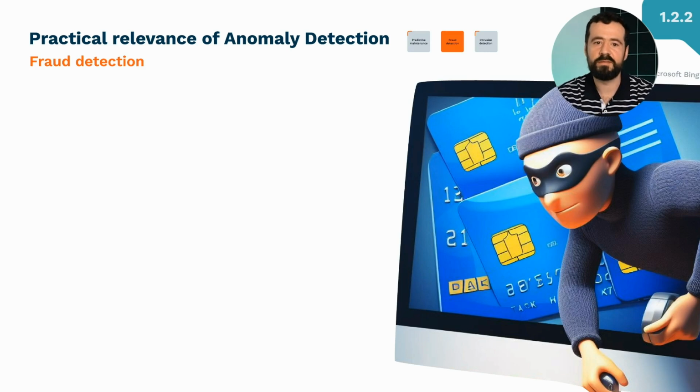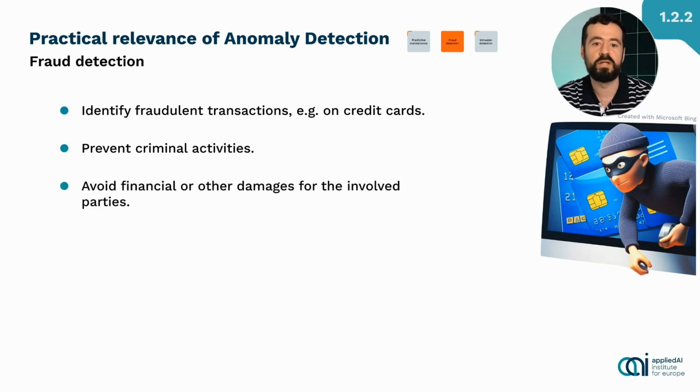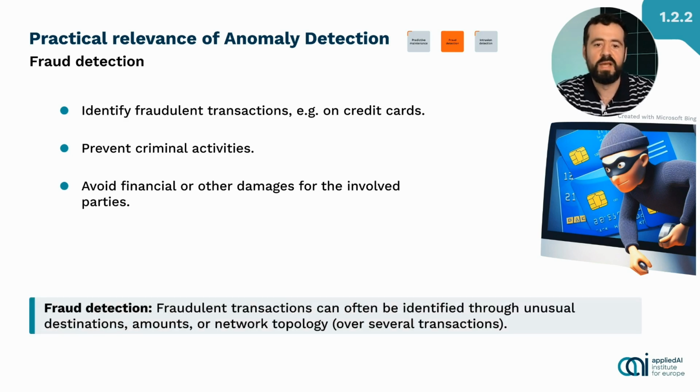Fraud detection is another very important use case. In this case, we want to identify fraudulent transactions, for instance, on credit cards. Of course, this is meant to prevent criminal activities and to avoid financial or other damages for the involved parties. Again, fraudulent transactions can be identified due to unusual destinations, amounts, or an unusual network topology if we talk about several transactions. Let me tell a personal example how this can happen.